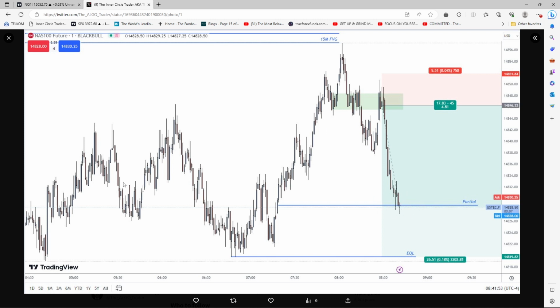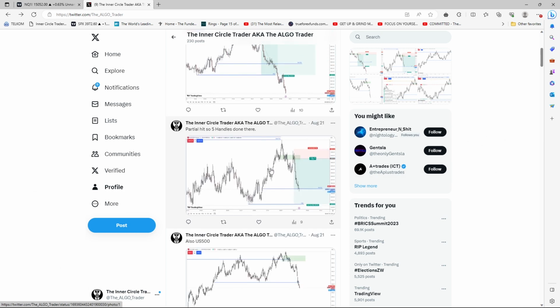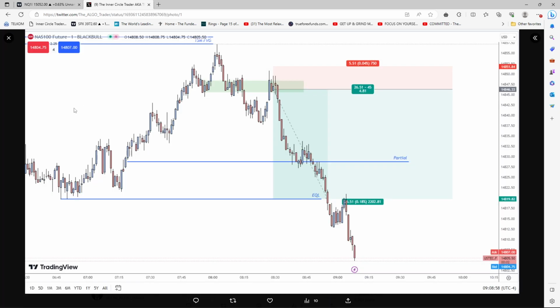I closed it off. You can see I closed it off. Partials, that was, I believe, 5 handles. I took it off because the Dow and US 500 rallied down a lot. So Dow would have, the sixth sister would have been the Nasdaq. It would have been the sixth sister to follow behind. And there we go. Posted it. It kind of hung around that partial level a bit. Put it back into that level.